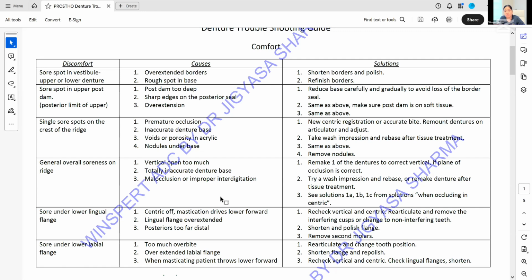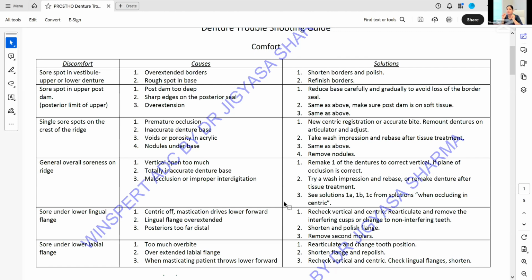Now, if it's sore only under the lower lingual flange, bilaterally in your lower dentures, left and right side, it could be because, again, centric is off. When centric is off and mastication is driving the denture forward, that means your centric was not recorded correctly.